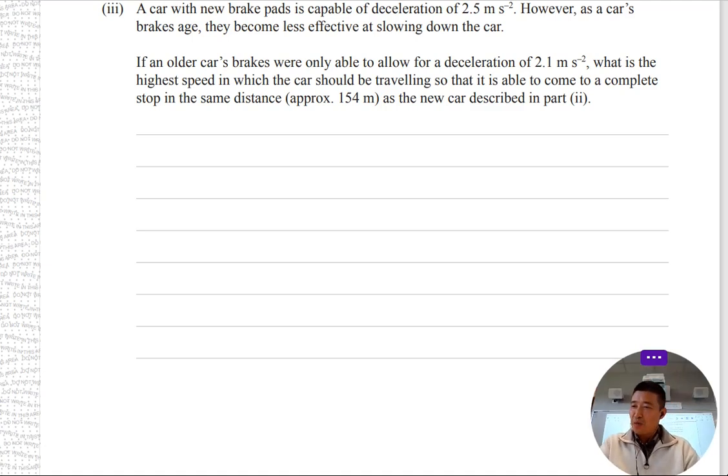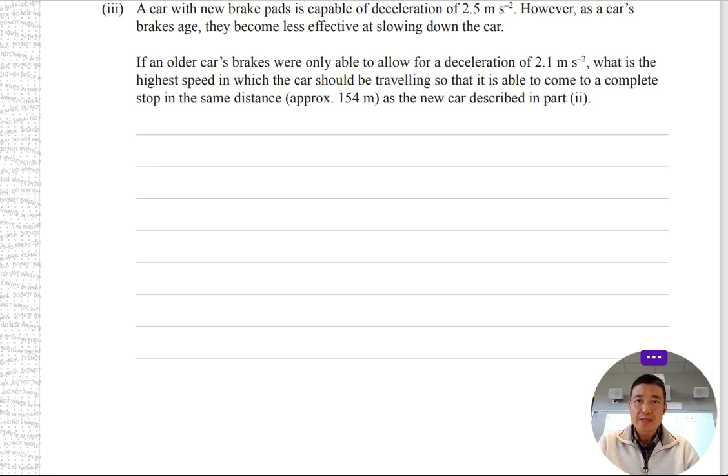Hello everyone. We are doing Level 2 Calculus 2023, question 2C III. I solved this last year, but then I noticed I made a mistake, so I'm going to do this again. So this is the second take.